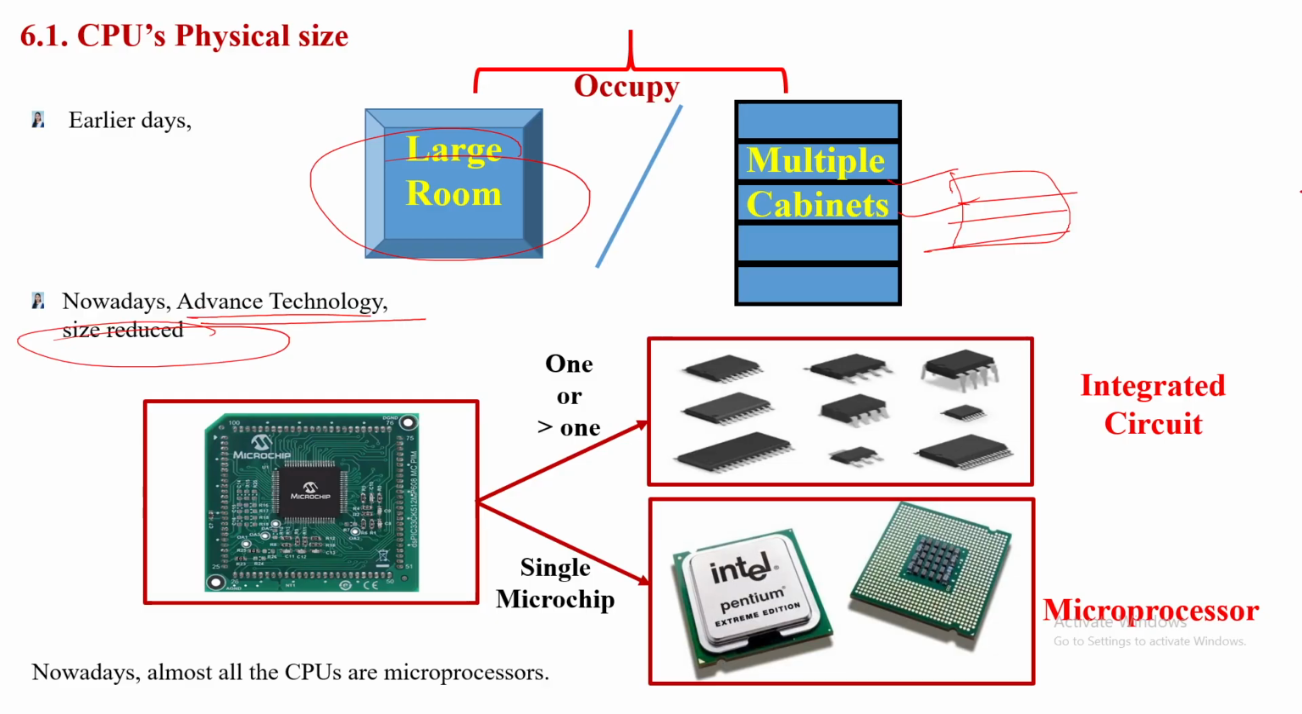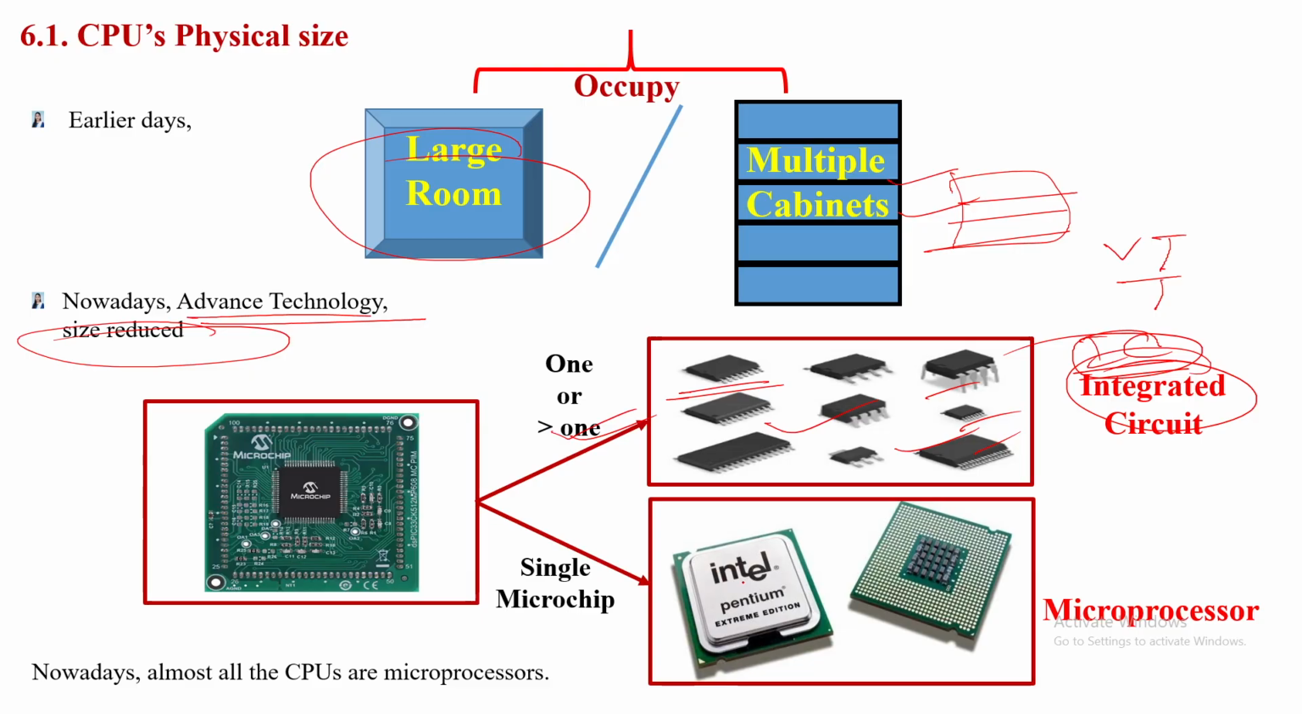In the first generation, you know what the invention at that time was? Vacuum tubes, right? Then afterwards transistors. In the third generation, integrated circuits came. The short form of integrated circuit is IC. At that time, one or more ICs were required in the computer system. It depends on the work.